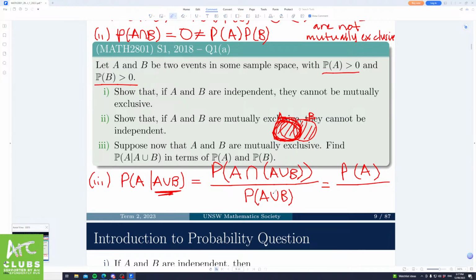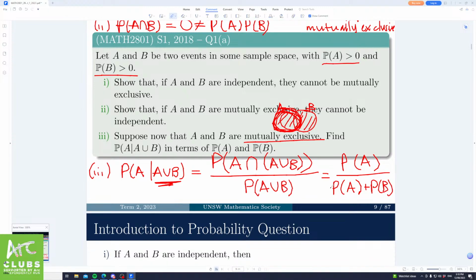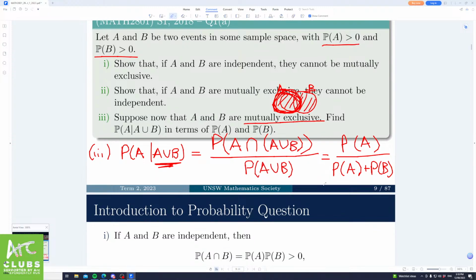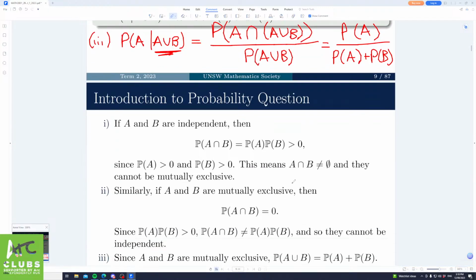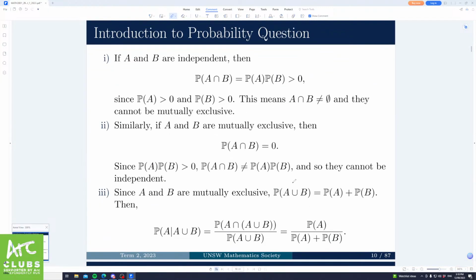if A and B are mutually exclusive sets, which it tells us that they are, then using the additive law from before, we can write P of A union B as just P of A plus P of B. And we've actually finished the question because it tells us to get that expression in terms of just P of A's and P of B's, and that's what we have here. Okay? Here's a bit of a more formally written solution for this.